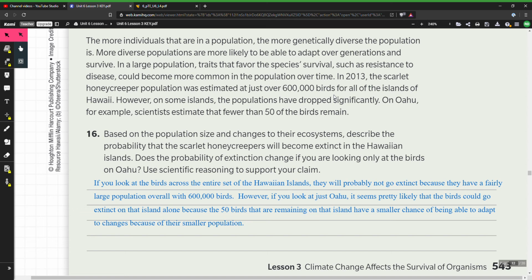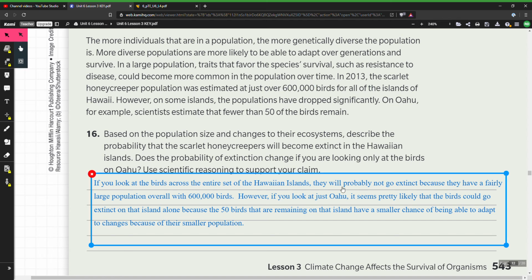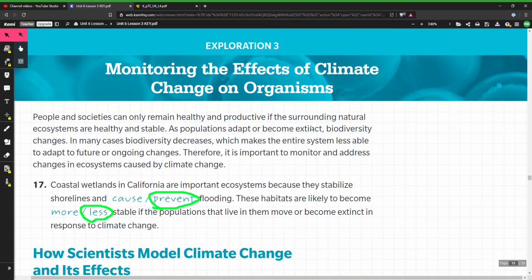So there's probably going to be many of the birds that have traits that are better for surviving, and they will continue to reproduce and help the species survive. On Oahu, they actually might go extinct on just the island of Oahu, though, because with only 50 birds, and birds reproducing sexually, of course, that's only basically like 25 pairs of birds. So the chances of 25 pairs of birds having the right adaptations that would be beneficial to continue their species on that island is a lot slimmer than, say, overall 300,000 pairs. So they could go extinct on Oahu, but the chances of the whole Hawaiian Islands is pretty small.